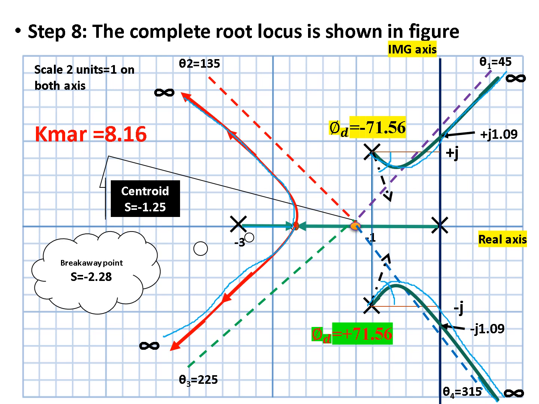And the last one is K marginal. At what point will it be stable? Beyond this it becomes unstable. So K marginal is equal to 8.16.